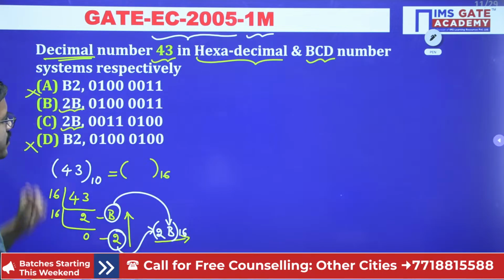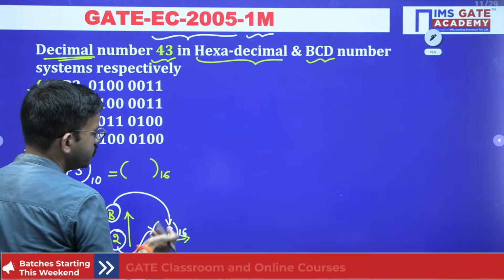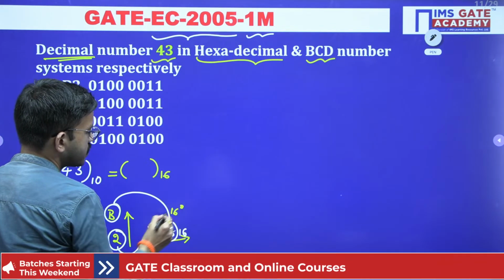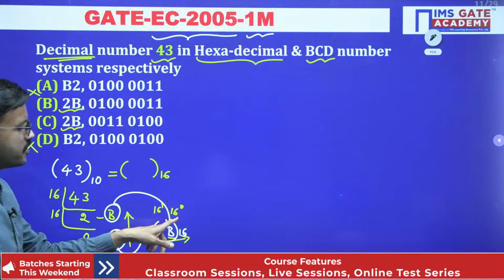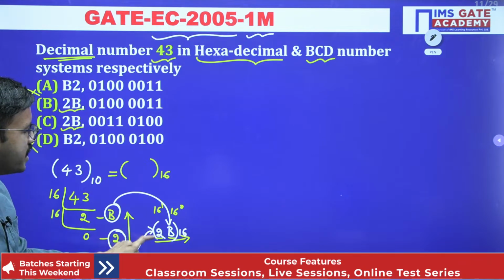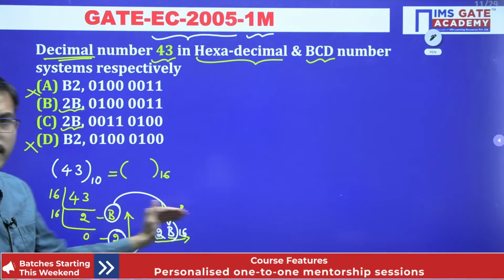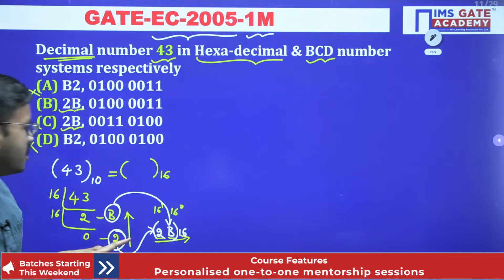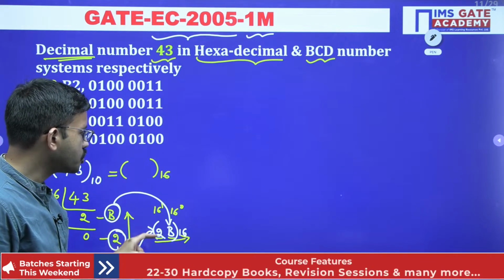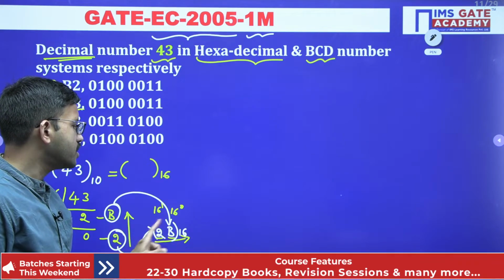Since you are having a hexadecimal number, simply you can place the position weights: 16 power 0, 16 power 1. Now multiply each and every digit with the respective position weight and then add. Whichever number is giving 43, that option will be correct. You can verify here: 16 into 2 is 32, plus 11 is nothing but 43.